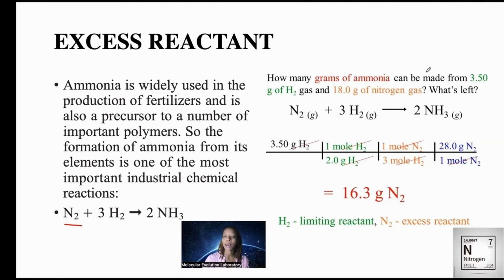So we're looking at the amount of ammonia that can be made from the combination of hydrogen and nitrogen gas. If you have 3.5 grams of hydrogen gas and 18 grams of nitrogen gas, what's left? We basically have 16.3 grams of nitrogen. So what's left is 16.3 grams of nitrogen. In that case, nitrogen is the excess reactant.